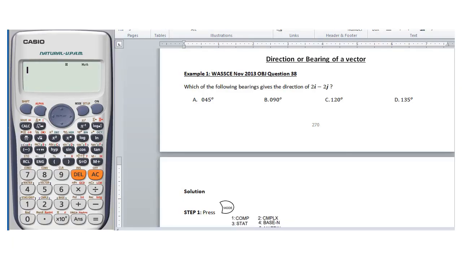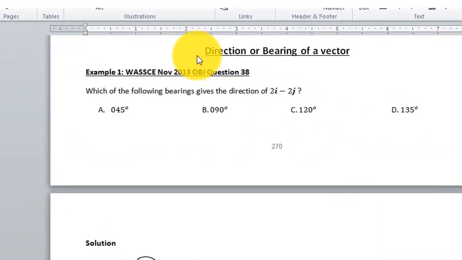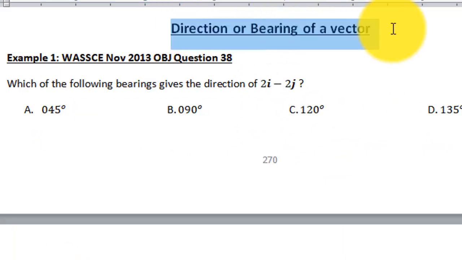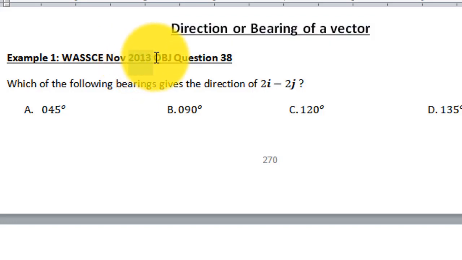Hello. Today we're going to look at the direction of a vector, how to find the direction or the bearing of a vector. We'll take the example from the West African Secondary School Certificate Examination, the November paper, that is the private candidate, from the year 2013, objective question number 38.